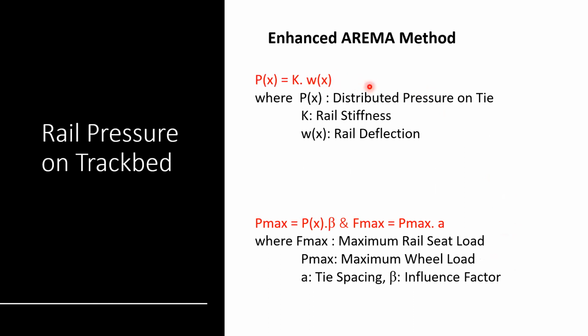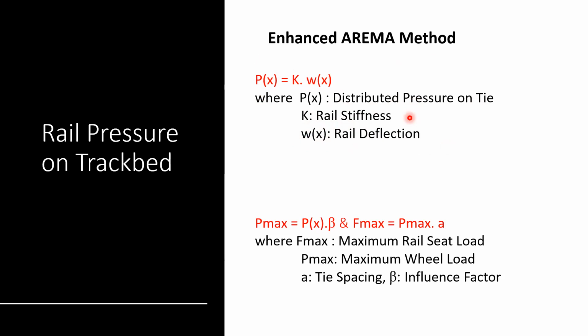Just a few simple equations here. Again, generic equations, but they just convey the message. You have a distributed pressure on the tie, and that would be the rail stiffness times the rail deflection. Again, there are a lot of interpretations as to how much the rail stiffness would be. There are a lot of field tests that are usually done, or typical rail stiffness that's recommended depending on the million gross ton per year that you're dealing with, which is the traffic tonnage. Your rail deflection, the output of this gives you a distributed pressure.